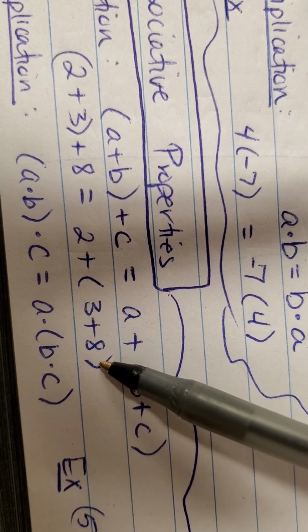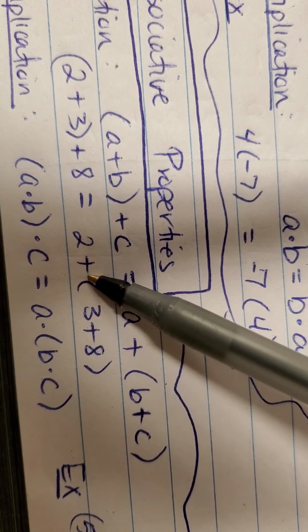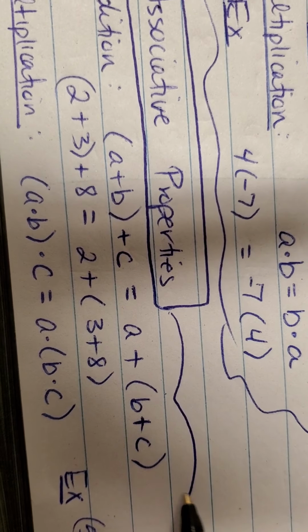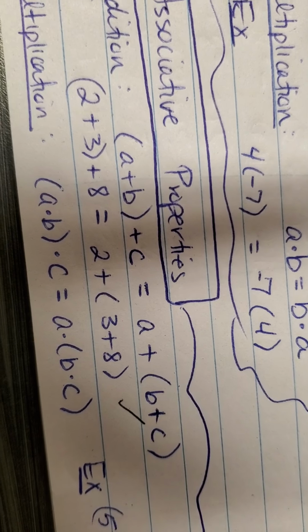So 3 plus 8 is going to be 11, plus 2 is also 13. So, it does check out.